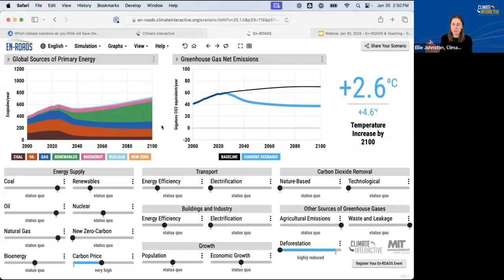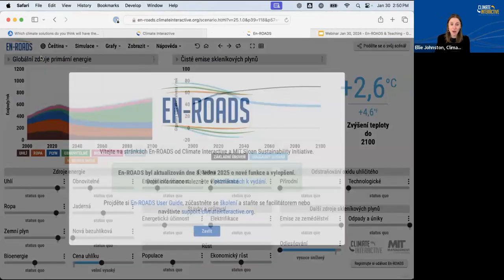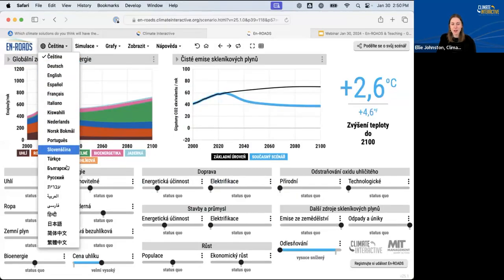And while Ava's preparing that, one note, I did see a question about languages. So big note, En-ROADS is available in 20 different languages here. You can see the very newest language we added last month was Czech. So now it's available, and you can use it if you speak Czech. But we have 20, so I think that brings us actually up to 21 languages.